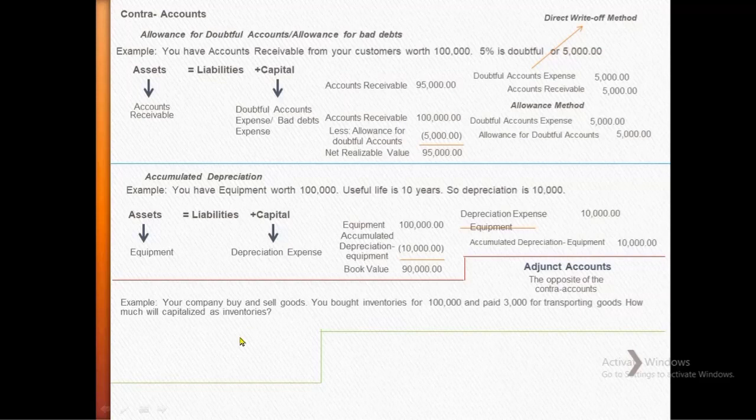For example, you bought inventories for 100,000 and paid 3,000 for transporting the goods. The question is, how much will be capitalized as inventories? To answer that, we have of course the purchase cost of 100,000 and the freight in of 3,000. So all in all, the capitalizable cost is 103,000. By the way, freight in is an example of an adjunct account.